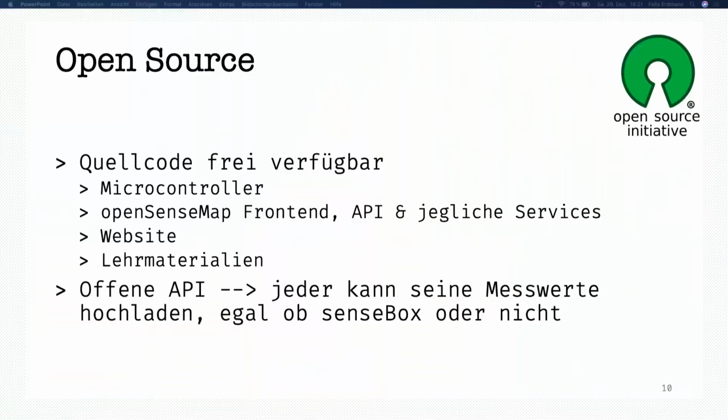So the source code is freely available on GitHub, which is the sketch, the code that's on the Arduino, the senseBox MCU, the front end, the back end, all the API and the services which we developed. You can download them and look at the source code. The website and the teaching materials are all available on GitHub, and the API is also open, so everybody can upload their data.